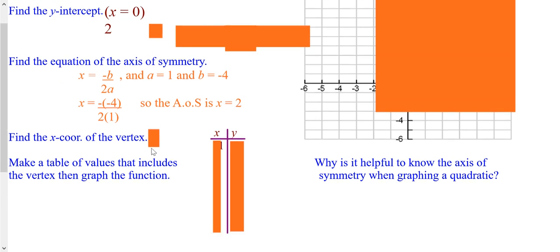Now, the x-coordinate of your vertex is identical to what you got out of the negative b over 2a up here, which would be 2. So then you want to put 2 in the middle of your table, choose the first 3 numbers on each side of 2. So 3 numbers below, 3 numbers above.